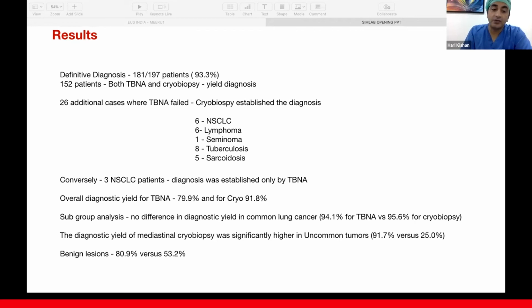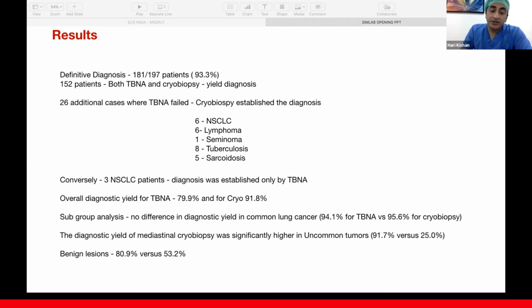patients. And conversely, there were 3 patients who had an established diagnosis with conventional EBUS TBNA, and they could not get a diagnosis on cryobiopsy. And the overall diagnostic yield for TBNA was 79.9%, and for cryobiopsy, it was 91.8%.